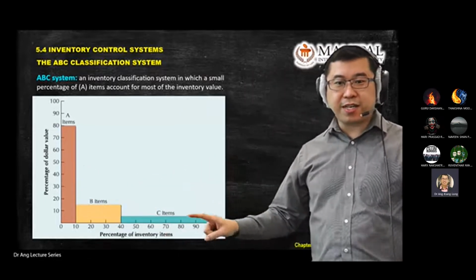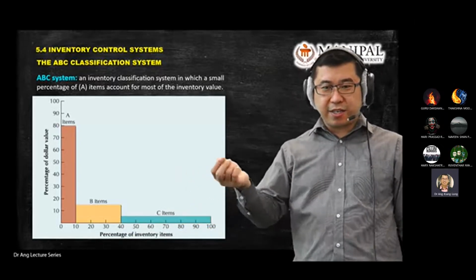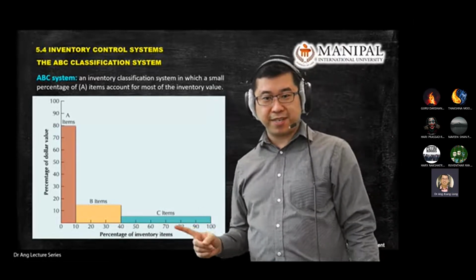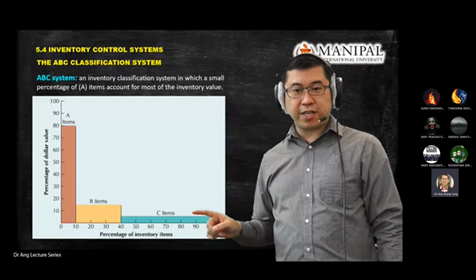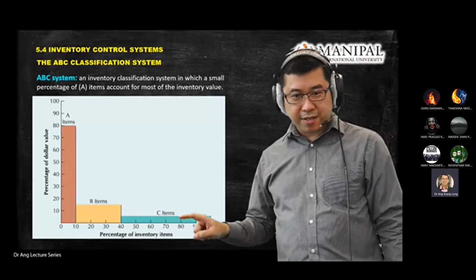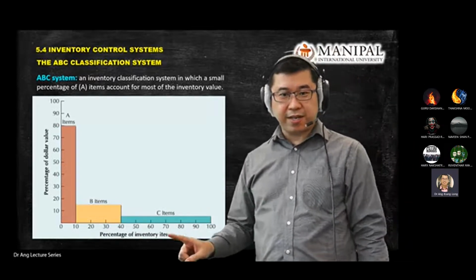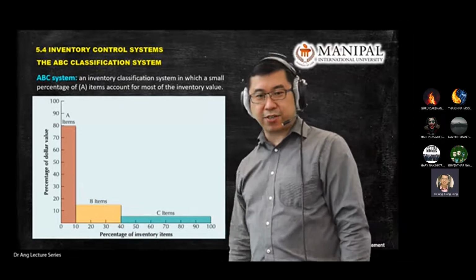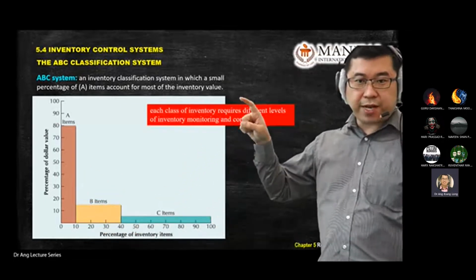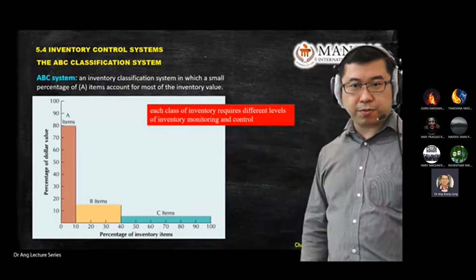You don't see the mall lock the fresh food, the milk, in a locker, right? You won't see that because class C items are cheap. Class C, you don't need any tight security for. Classification C means anyone can access it. But A, you need very tight security because they are expensive. Okay, so each inventory requires a different level of monitoring and control.